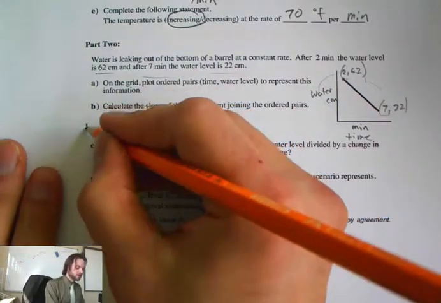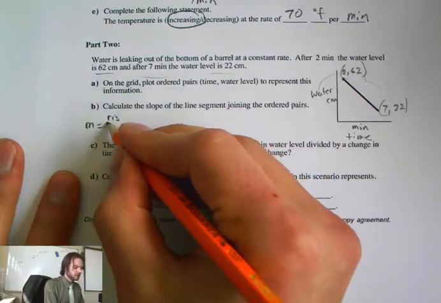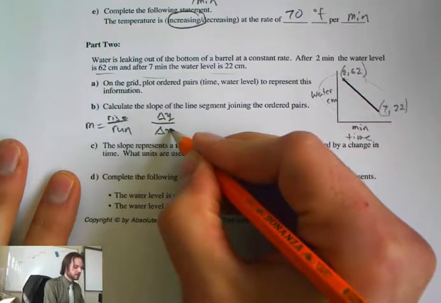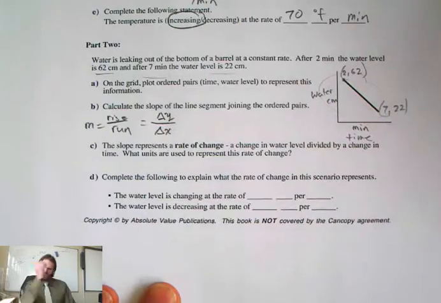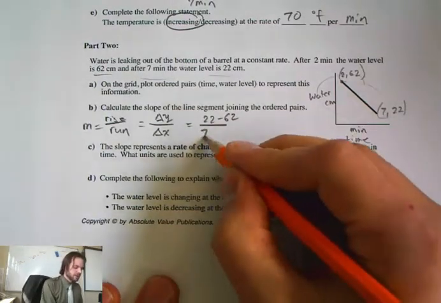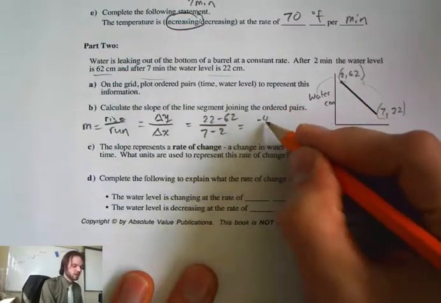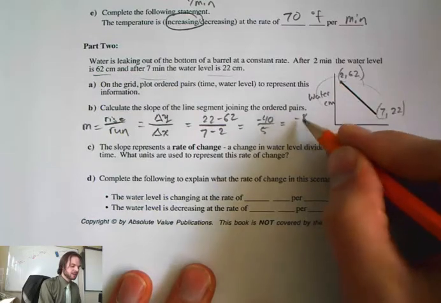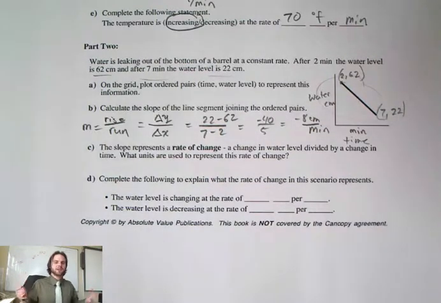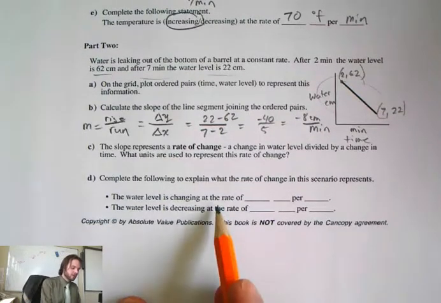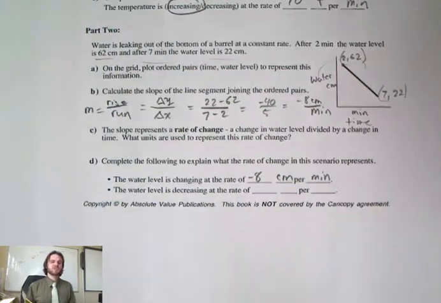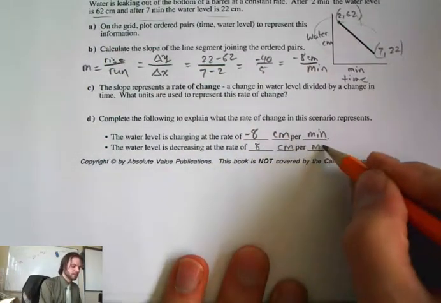Calculate the slope. Remember, my slope is equal to rise over run, or change in y over change in x. If I look at this, I would do my second point first, my farthest point first. I have 22 subtract 62, all over 7 subtract 2, which will give me negative 40 over 5, which is the same as negative 8. And what are the units? Centimeters per minute. So this rate of change is in centimeters per minute, and it's going down. The water level is changing at a rate of negative 8 centimeters per minute, or you could say the water level is decreasing at a rate of 8 centimeters per minute.